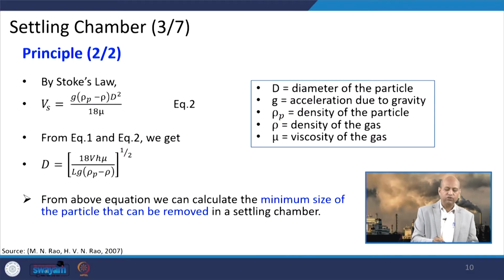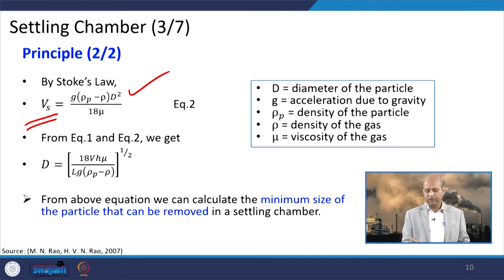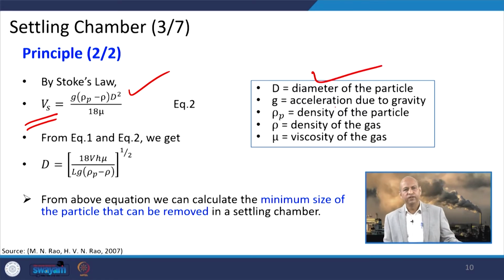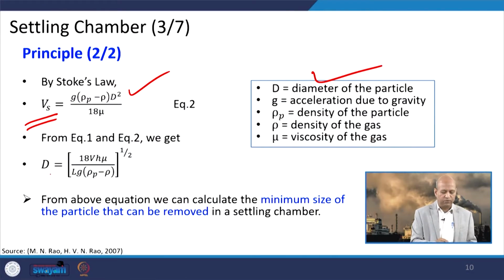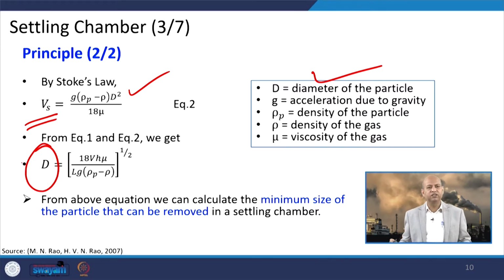Okay. Stokes law can be represented by Vs equals g into (rho p minus rho) d square divided by 18 mu. Here d is the diameter of the particle, g is acceleration due to gravity, rho p is the density of the particles, rho is the density of the gas carrier, and mu is the viscosity of the gas. When we determine d using this equation, you can just play with it: d equals the square root of 18 V H mu divided by L into g into (rho p minus rho). That is the diameter, which is basically the minimum size of the particle which can be removed in a settling chamber.